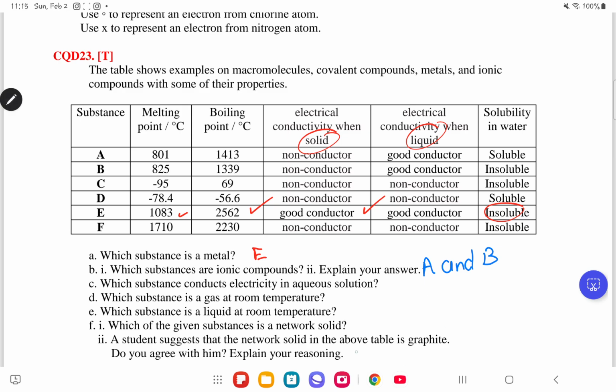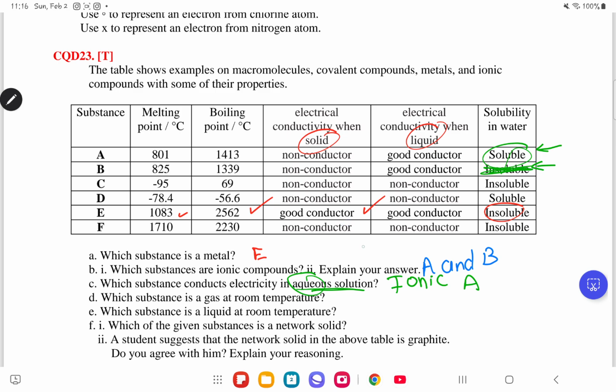Now for part C, which substance conducts electricity in an aqueous solution? Definitely it is ionic substances. Okay, but here there is a small trick. It is the solubility in water. So aqueous solution means solubility in water. You have two options. You have this one or this one. This one is insoluble in water, so directly we choose this one, which is A.